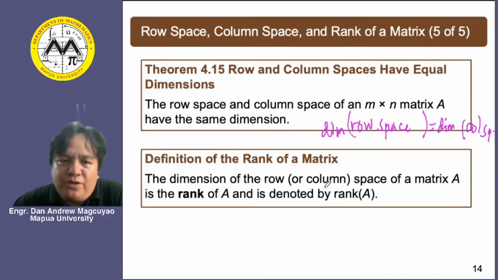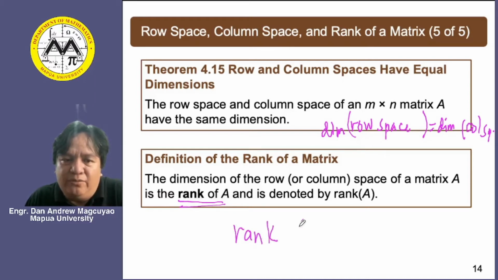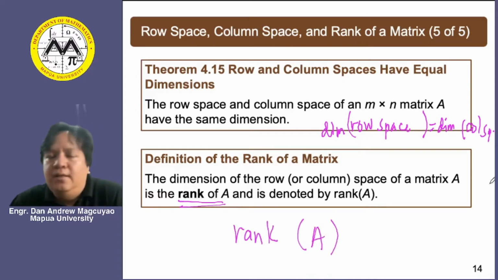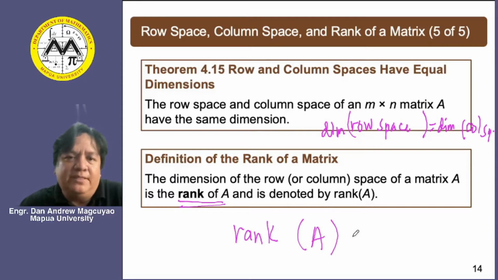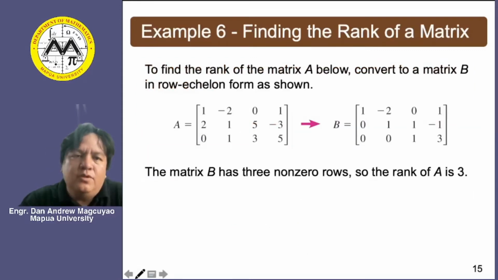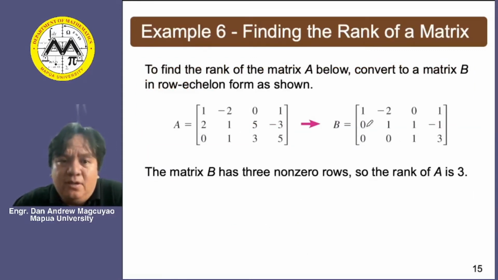The dimension of the row space or the column space of a matrix is the rank of the matrix, designated by the symbol rank of A. So the rank of A is the number of vectors in the basis of the row space or the column space of A. To find the rank of a matrix A below, we convert the matrix into the row echelon form as shown.